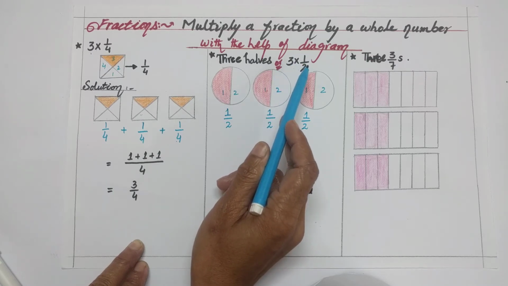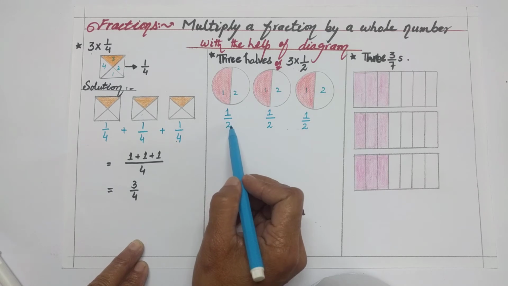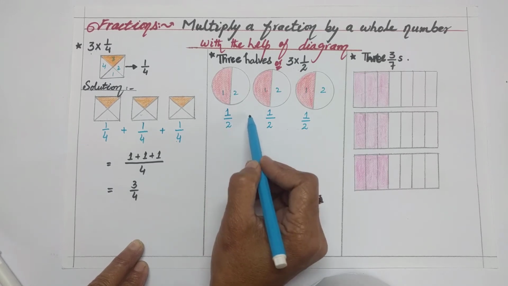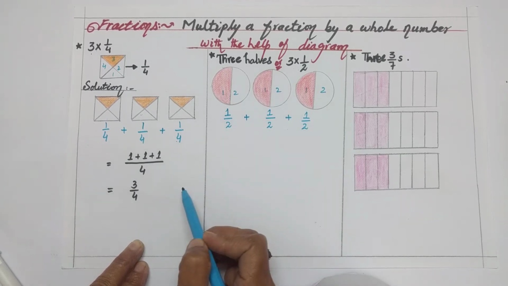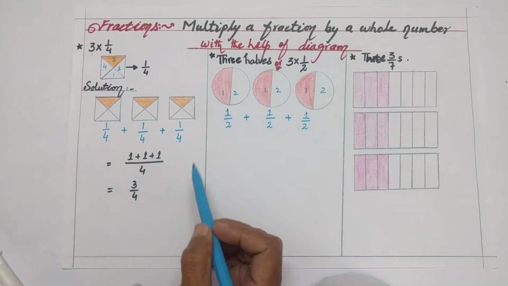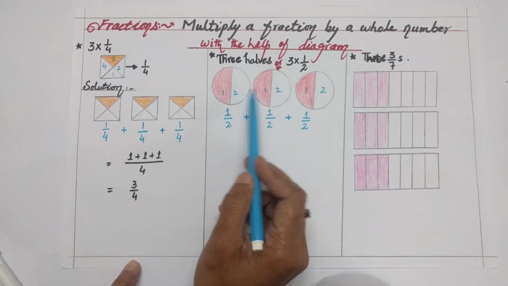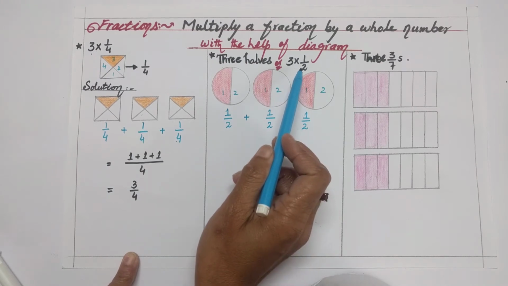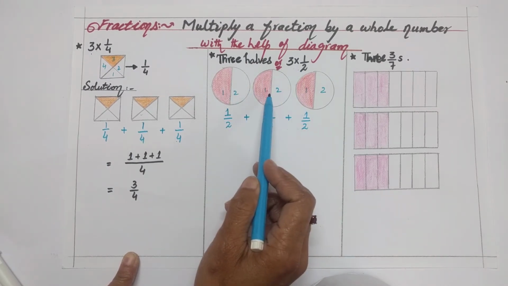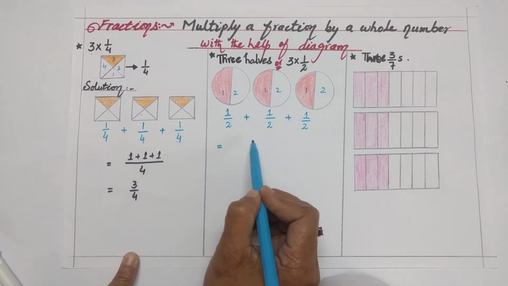3 times 1 by 2. So 1 time, 2 time, 3 time. 1 by 2 represents the half. 1 by 2 mean half. So 1 by 2 plus 1 by 2 plus 1 by 2. So according to the question we have 3 diagrams. We have 3 circles, and these 3 circles actually represent the 3 halves: 1 half, 2 half and 3 halves. So let's start the addition.